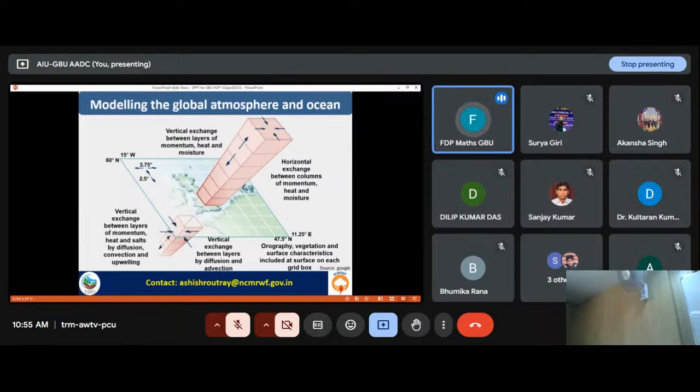So this is the schematic of how you solve the equation. It is not one point, but each and every level, each and every horizontal point. So it's a huge matrix.